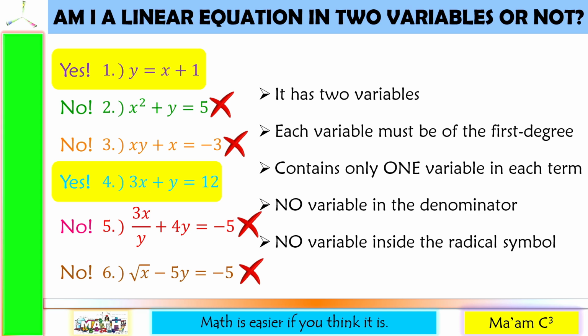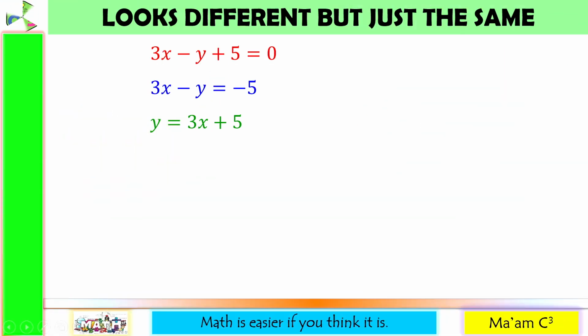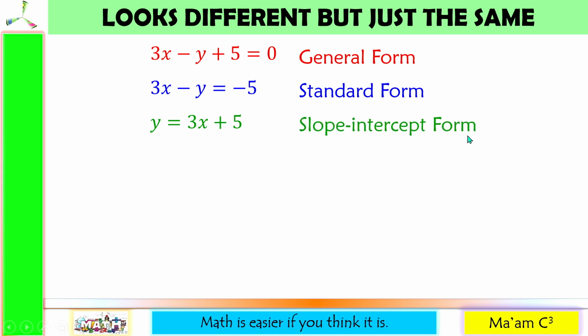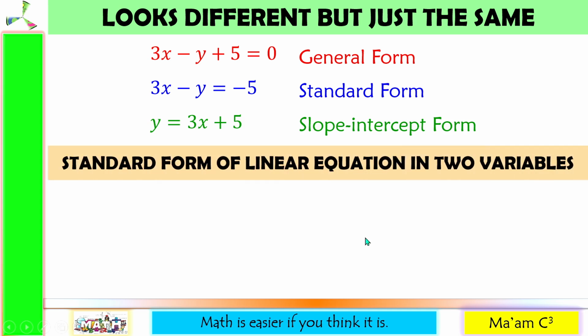Now, you already know how to determine if an equation is a linear equation in two variables. You might be confused. They may be written in different forms, like these three. This one is general form. This one is standard form. This one is slope-intercept form, which we are going to discuss in our succeeding lesson. But for today, we're going to focus our discussion on standard form of linear equation in two variables.